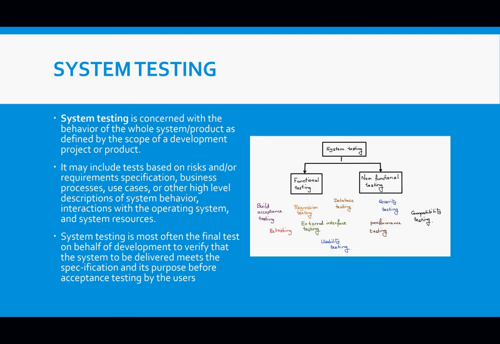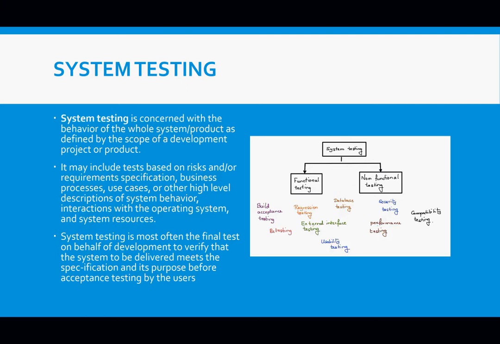Okay, system testing. Like I said, system testing tests the behavior of the whole system and also defines the scope of the development project or product. That is basically the system that will be released. In system testing, you want to base it on risk, and it can also be based on requirements, specification, business process. You can also use a use case, and you can have a high-level description of the application or interaction between the operating systems. Those are the things that you want to be able to test.